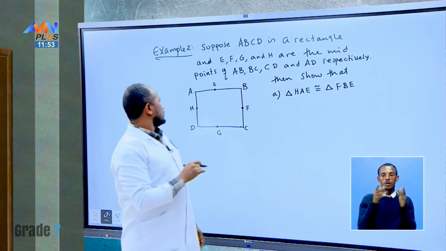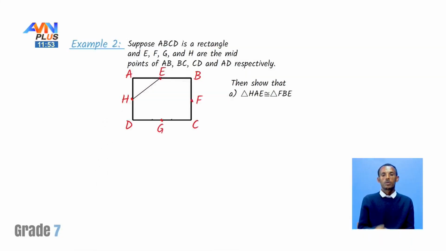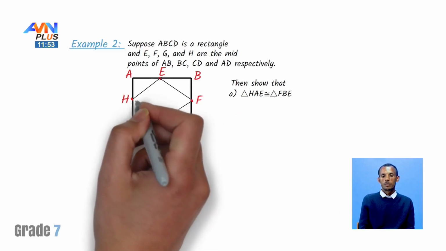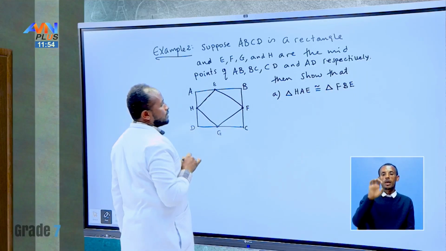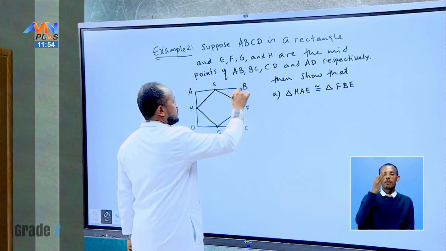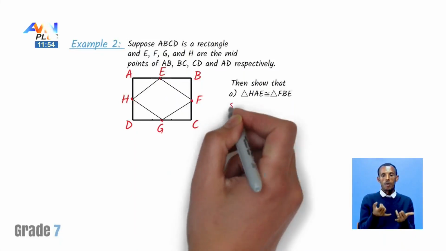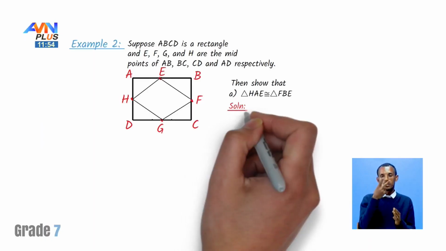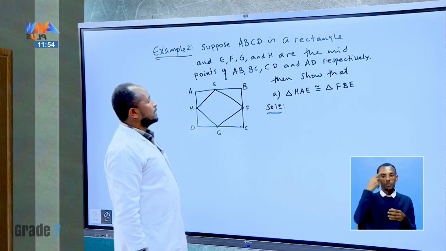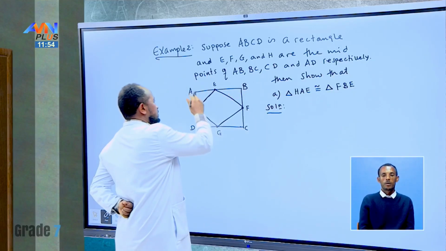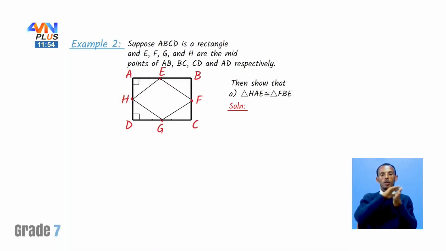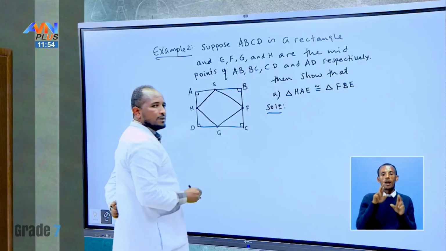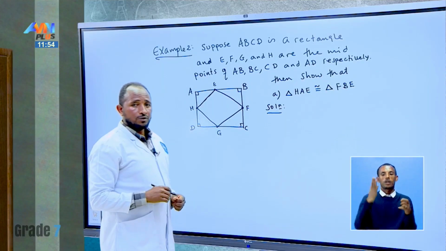Okay, now here you have a triangle on this side. So here we are asked to show that triangle HAE is congruent to triangle FBE. Now, let's see this together and I'll give you one question for you. In this rectangle, you know that all angles of a rectangle are right angles and opposite sides of a rectangle are also congruent.